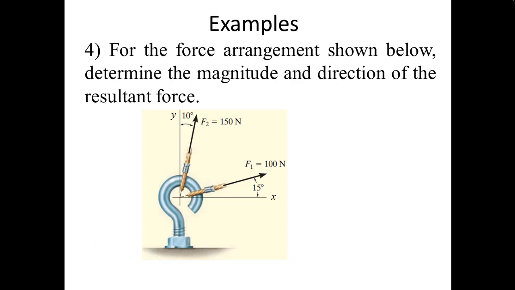The fourth example is for the force arrangement shown below. Determine the magnitude and direction of the resultant force. This is a force at 15 degrees from the positive x-axis. F1 is 100 newtons. Another force is F2, 150 newtons, which makes 10 degrees with the positive y-axis, as you can see here. So the question is to determine the magnitude and direction of the resultant force from this arrangement.